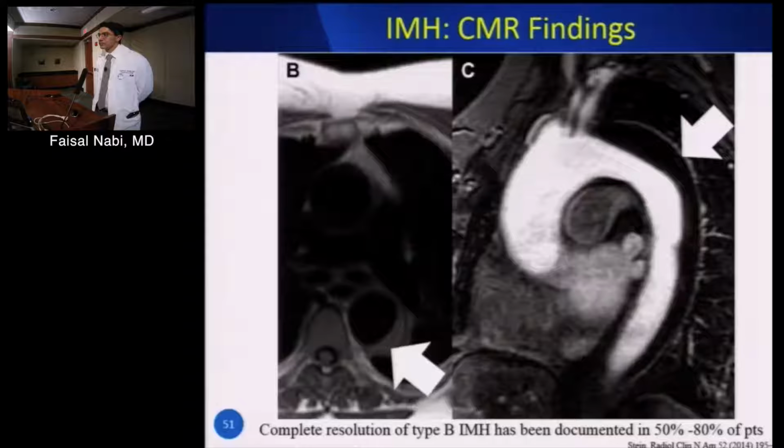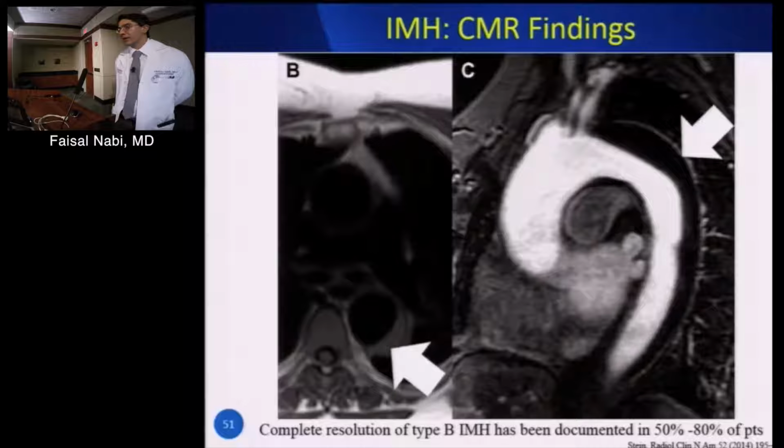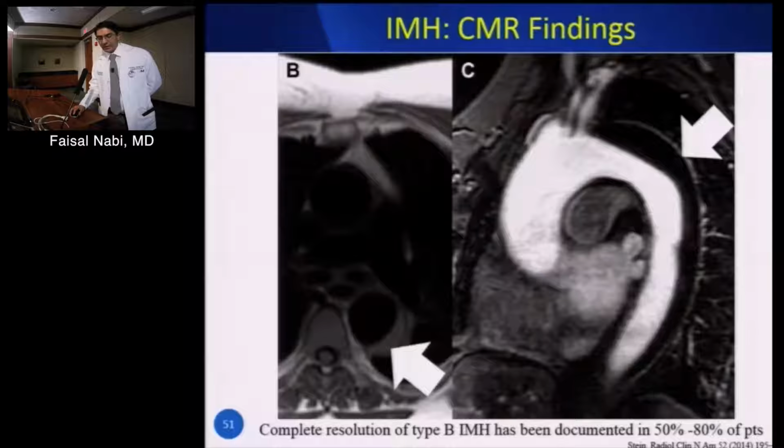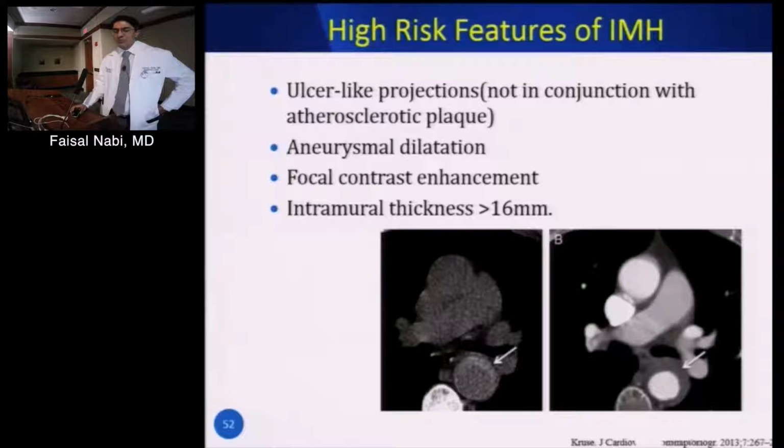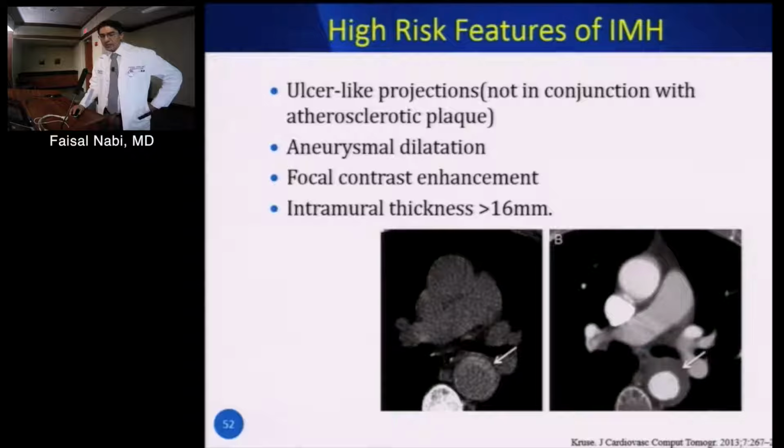One of the benefits, again, with CMR is you have all these different sequences and how your findings behave under different pulse sequences. But in general, you'll see a concentric thickening with no identified intimal tear and no spiraling noted. There have been high-risk features of IMH, but basically the more the hematoma, the more concerning it is.